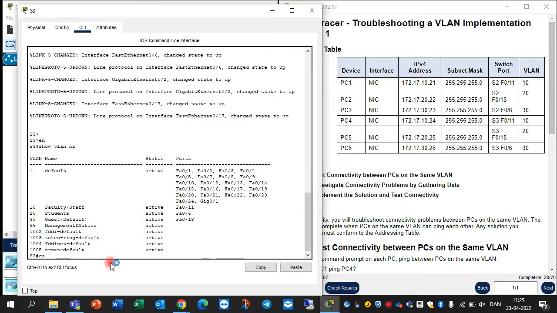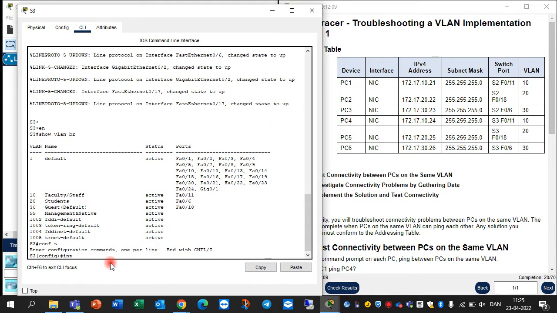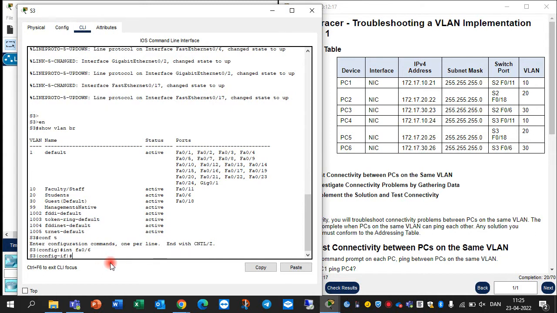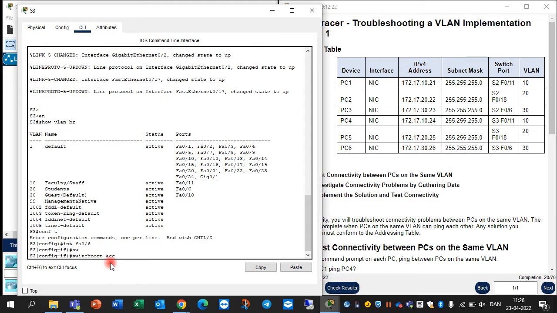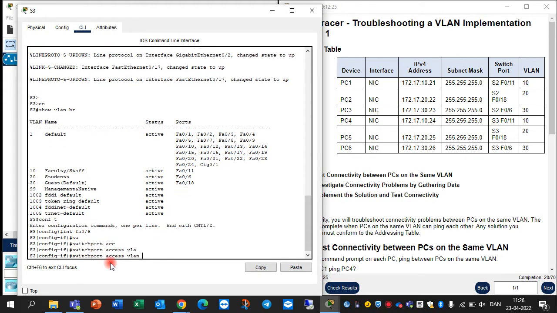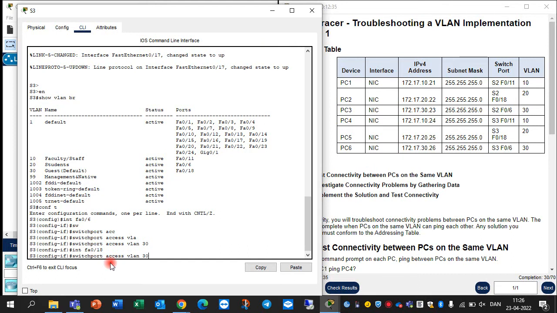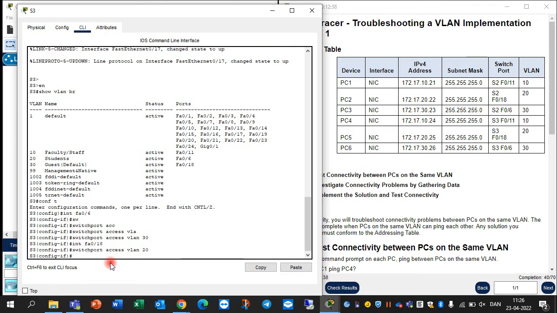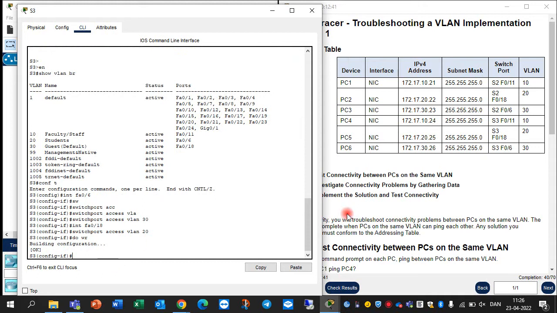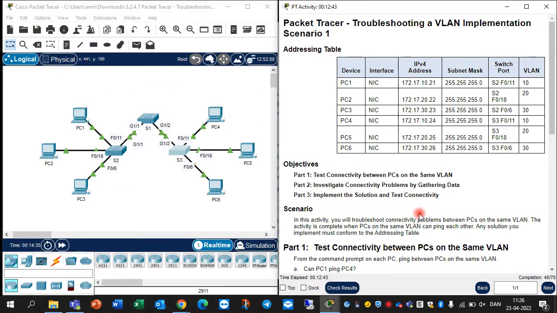In this situation, you should go to conf t and interface FastEthernet 0/6, and 0/6 should be switchport access VLAN 30. Okay, and FastEthernet 0/18 also should be assigned to VLAN 20, and do wr to save it.